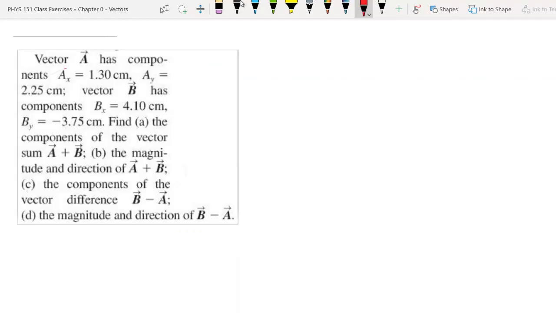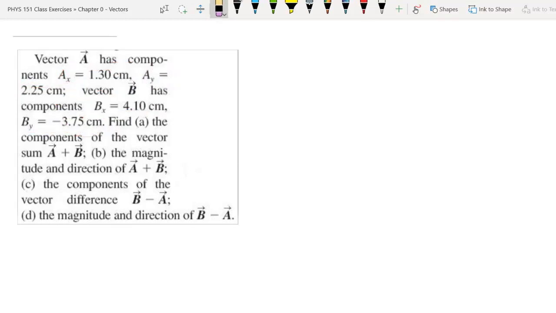They give us the magnitudes of their components. So AX is 1.3 centimeters, AY is 2.25 centimeters, BX is 4.1 centimeters, and BY is negative 3.75 centimeters. And it's not that the magnitude is negative 3.75 centimeters. This actually has some direction to it. The x and y subscripts here refer to the standard Cartesian coordinate system where positive x is to the right and positive y is upwards. So this simply means that it's 3.75 centimeters in the negative y direction, right?